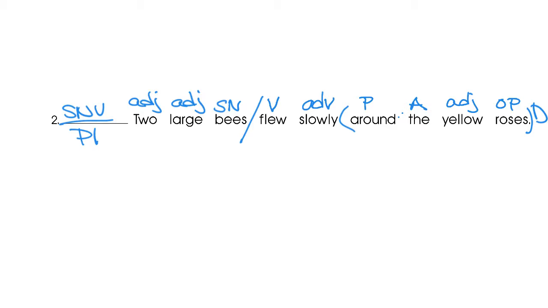What kind of roses? Yellow. Adjective. The. Article. Adjective. What kind of bees? Large. Adjective. How many bees? Two. Adjective. Subject, noun, verb, pattern 1. Skill check. Around the yellow roses, prepositional phrase, period statement, declarative sentence. Go back to the verb, divide the complete predicate from the complete subject.